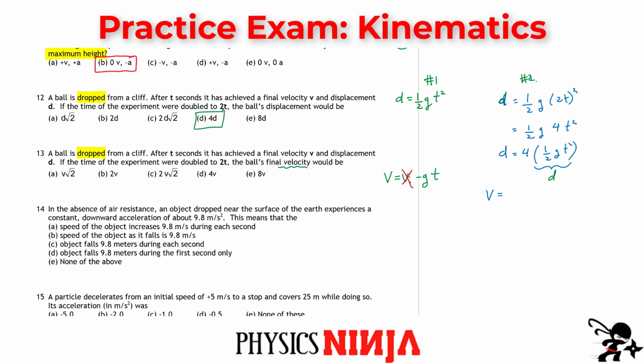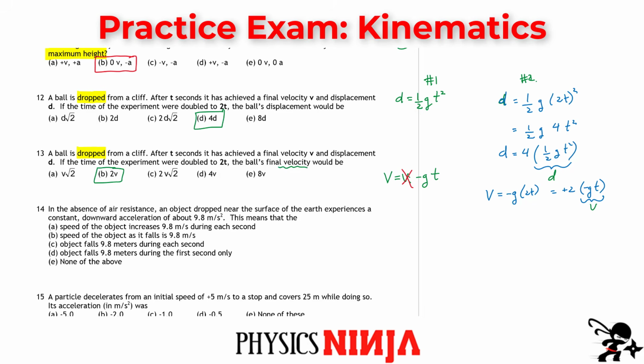So what happens now if I double the time? My final velocity will be minus little g multiplied by the time, which is now doubled, 2t. If you stick that factor 2 out in the front, what you're going to get here is negative g times t, and this is nothing more than the velocity in the first case. So you should double the velocity in this case. So B, I think, is the best answer for number 13. All right, we got 2 more.